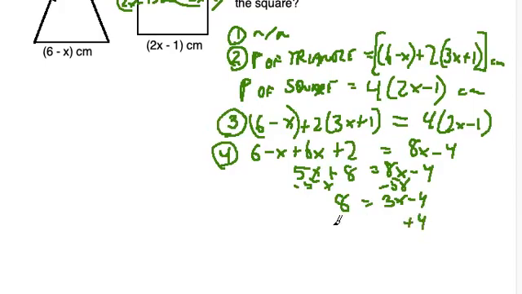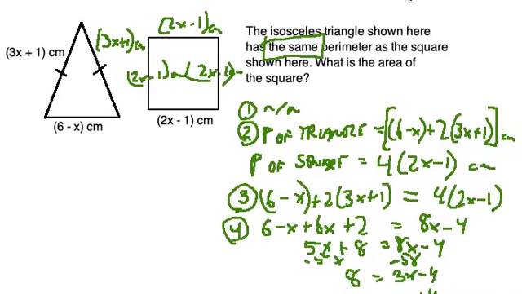At this point, I know I'm going to try and get x all alone. I've got 12 is equal to 3x. Let's divide both sides by 3, and I get x equals 4. Now, if x equals 4, let's go back and see if this makes sense in my diagram. If x is 4, this side length, 3 times 4 plus 1, is 13. Likewise over here, that's 13. And 6 minus 4 would make this 2.